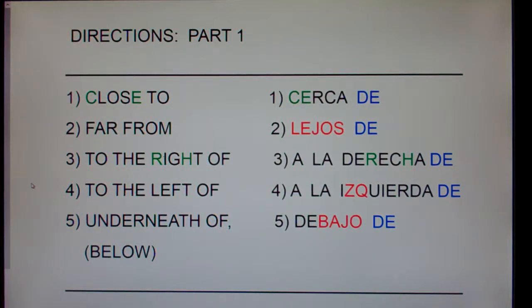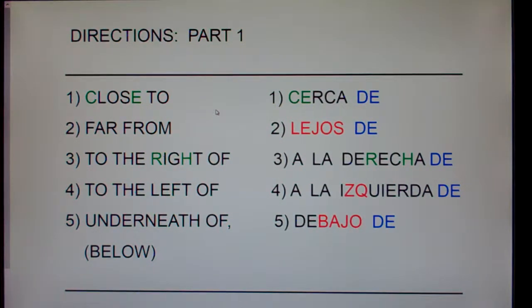Now the first thing I'd like you to notice is that every one of these ends in of. De, which makes sense for to the left of or to the right of. Okay? Because de means of or from. But look at number 1. In English we say close to, but in Spanish they say cerca de, which literally means in the vicinity of.